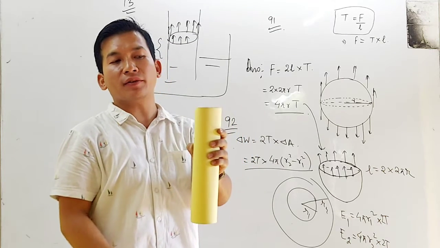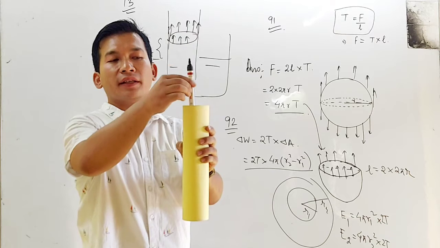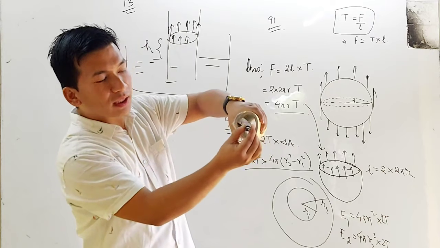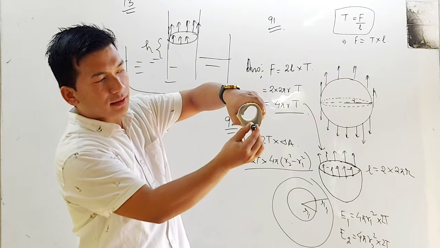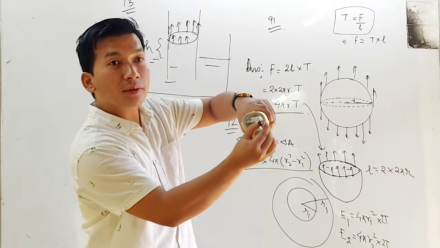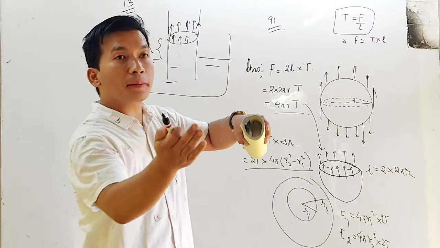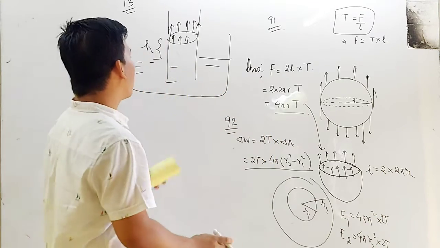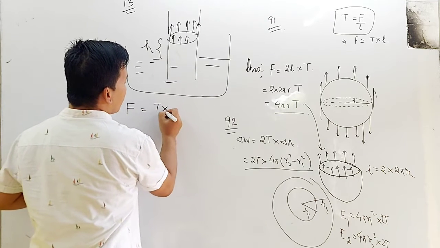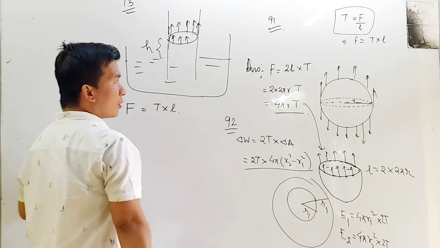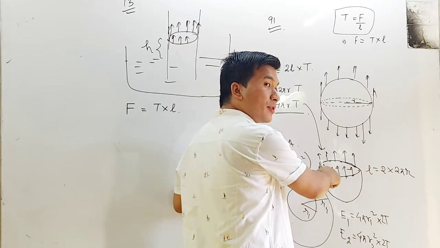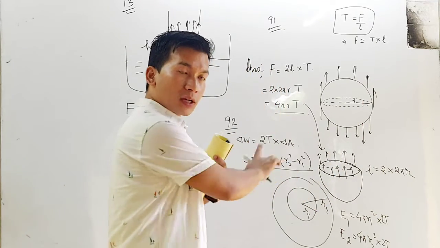Surface tension will act along this circumference, so it will be like this. Surface tension acts along the circumference. Is there two surfaces? Only one. The force will be equal to T into L. For a bubble it gets two times, because it possesses two surfaces. Understood?